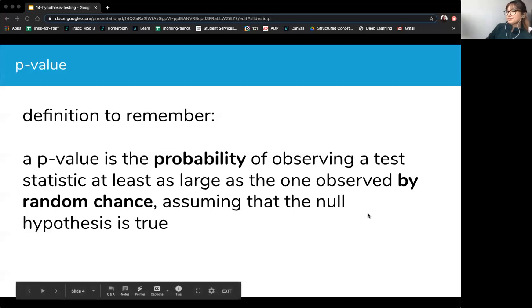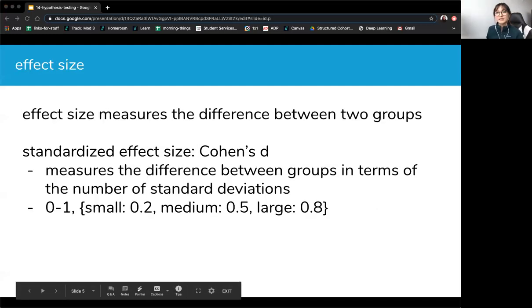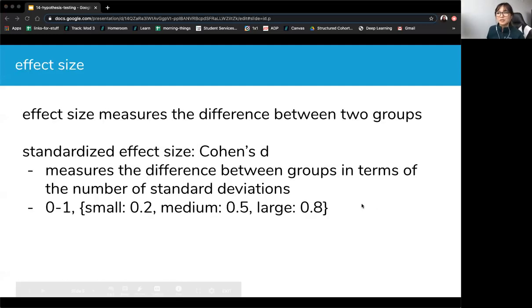All right. Next up, effect size. And effect size, I'm going to talk about pretty briefly. We're not going to talk about it too much for the rest of this study group, but it just so happens that it's included in the topic materials. The effect size measures the difference between two groups. And it's something that is sort of standardized. So in a way, we can get this statistic of Cohen's d that measures the difference between two groups. And it also does that in terms of the number of standard deviations.